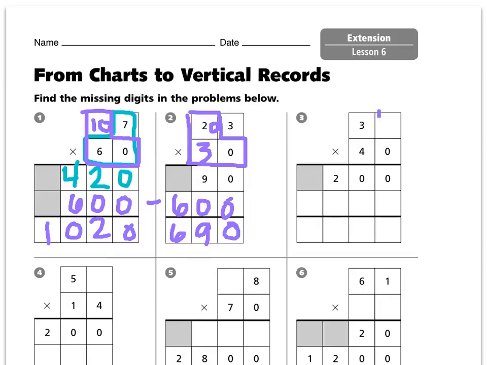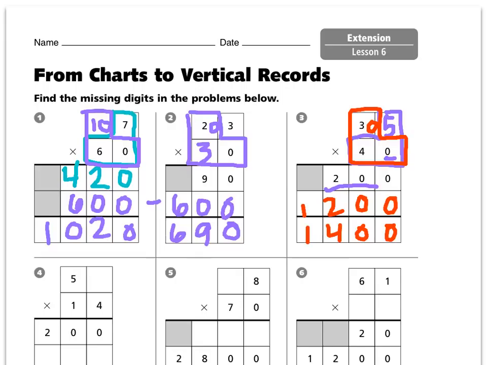Let's look at number 3. We need to think about what times 40 would get us 200, or what times 4 equals 20. And I know that 5 times 4 would equal 20 plus the extra 0 on the end. Then I need to think about 30 times 40. And I know that 3 times 4 is 12. And then I know that there's 2 zeros in that problem. Now I can add 0, 0, 4, and 1. 1,400.